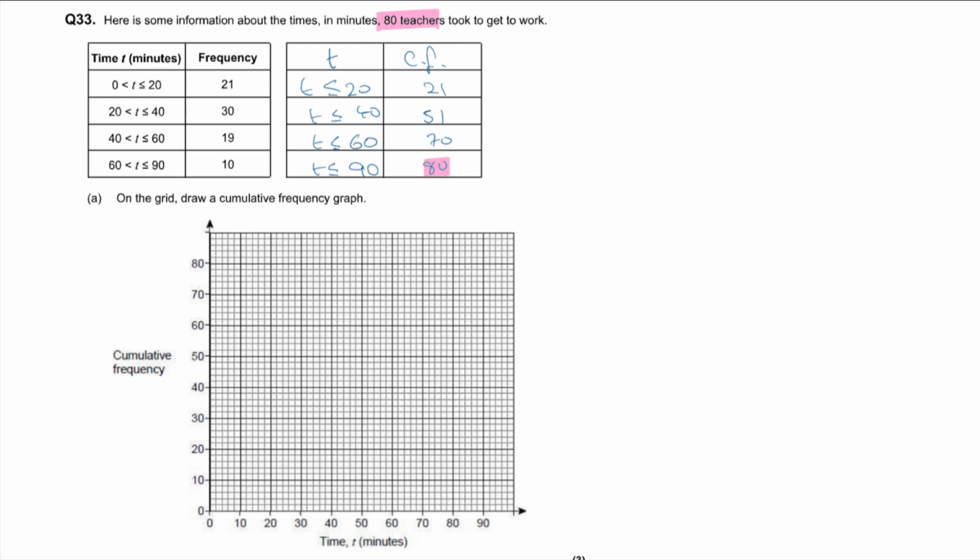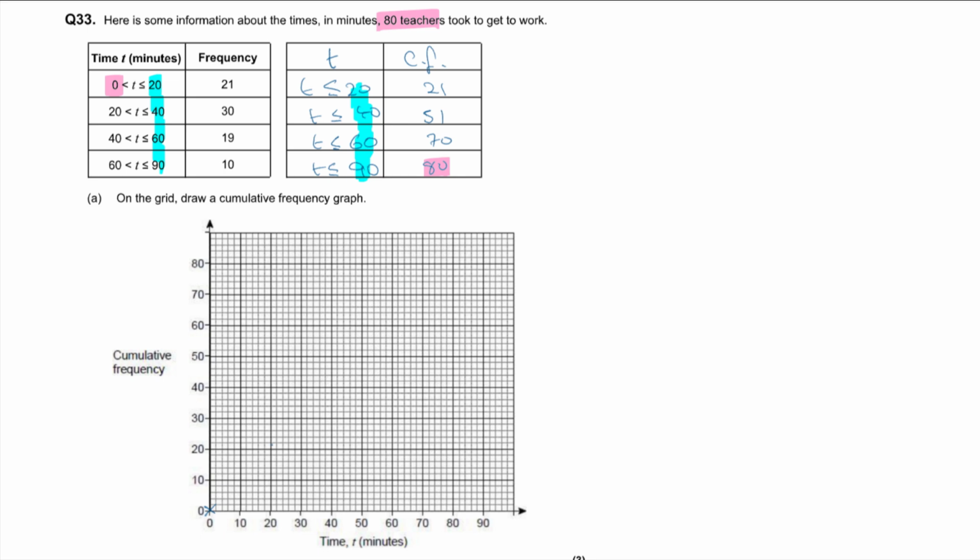Okay, right, so then we're going to be plotting the right hand limit, the upper class bound, which we wrote down here again here, against cumulative frequency, aren't we? So remember we've got a bonus point we can plot here, so 0 against 0. So I'm going to put my first point here at 0, 0. Next one is going to be at 20, at a height of 21.